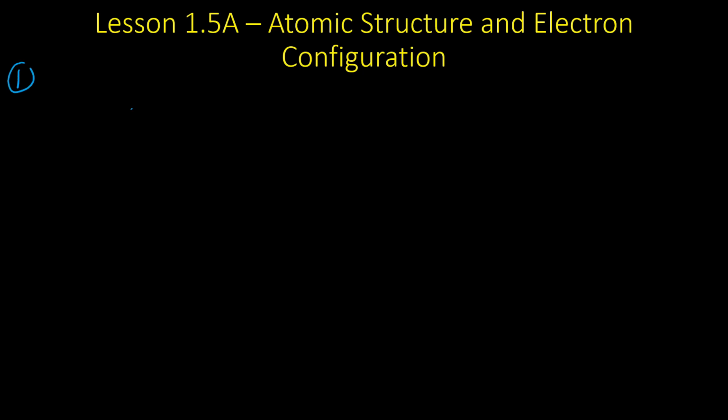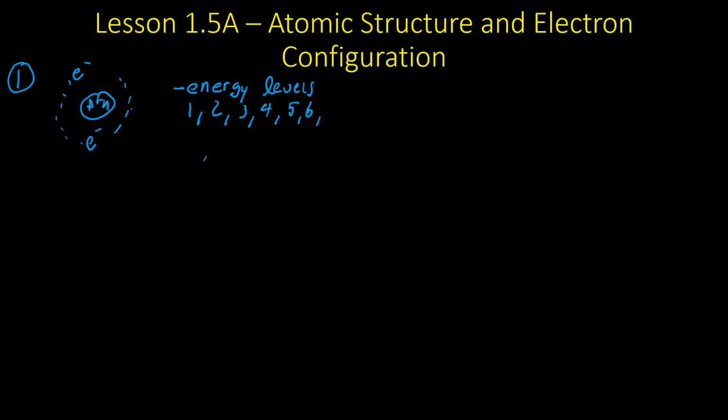To start off, let's define the atom. Again, we know protons and neutrons are in the center, with electrons somewhere on the outside. But now we can be a bit more specific about how exactly they're organized on the outside. Electrons are organized in energy levels. Energy levels go by numeric order: the first energy level, second, third, fourth, and so forth. It goes up to the sixth and the seventh.